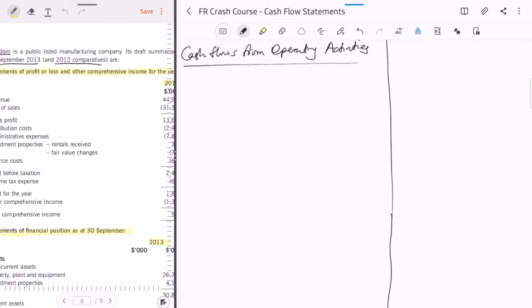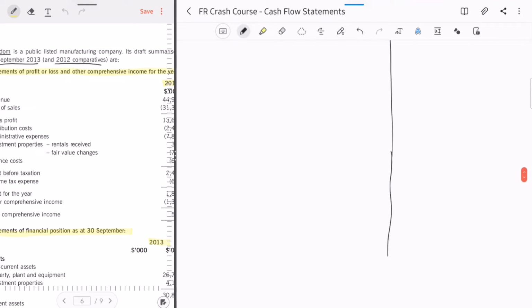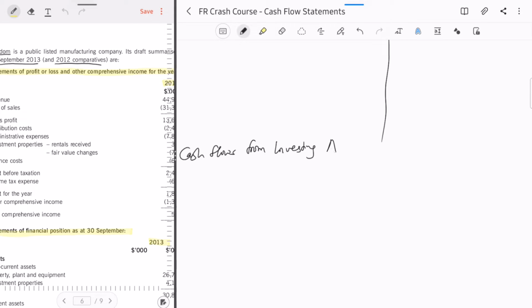So here, I have my operating activities here. Let me scroll down a little bit. Let me see. I can put it somewhere here. Then I'll say cash flows from investing activities.